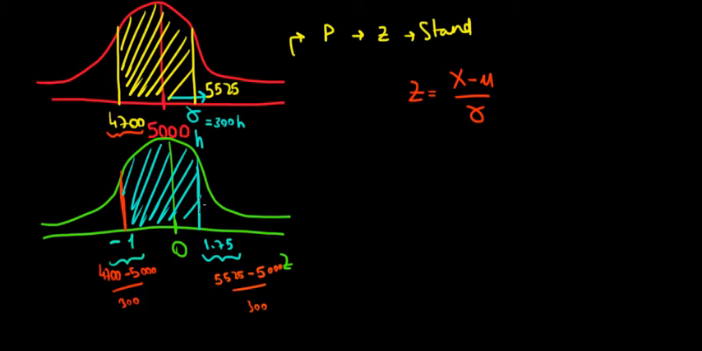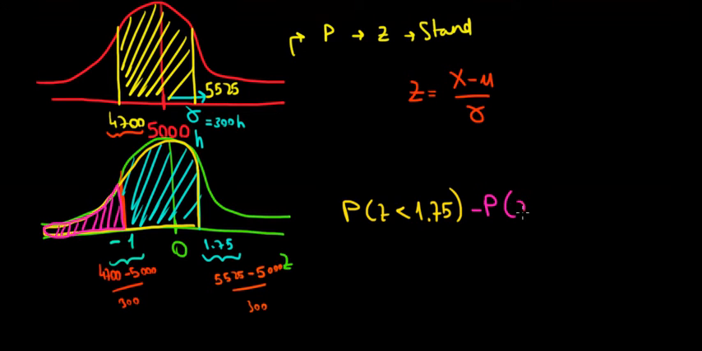Now recall that the proportion in the z distribution shows the values to the left of that specific number. So we're going to have the proportion that z is less than 1.75, but then we only need it until the value of minus 1, so we have to subtract the following tail. We have to subtract the proportion of z being less than minus 1.